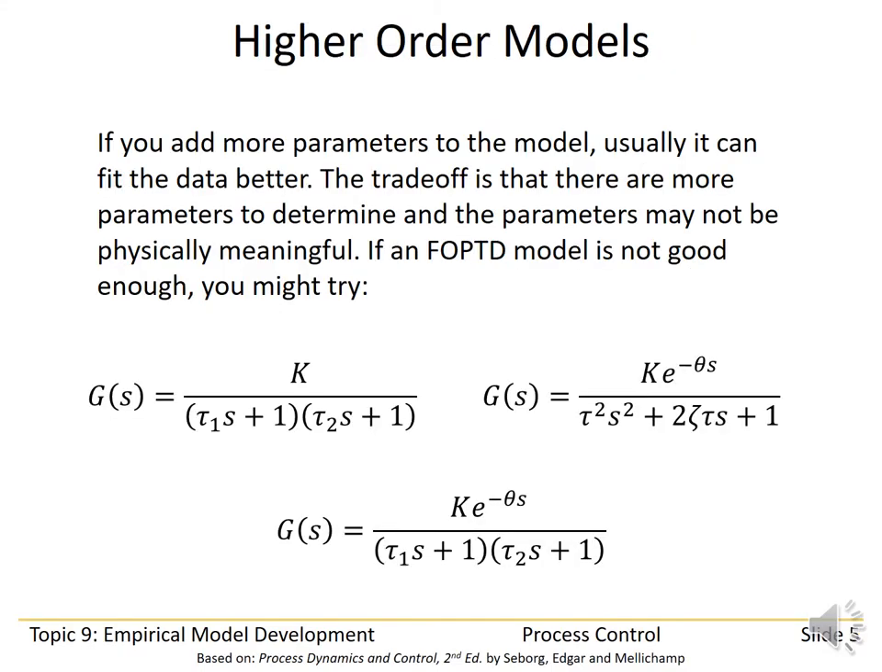Okay, the first order plus time delay model is adequate for many purposes, but sometimes we want a more complicated and therefore more accurate model. The most complicated model that's commonly used is the second order or second order plus time delay model. This is a second order process. Here there are three unknown parameters, k, tau1, and tau2. And the second order plus time delay model here has four unknown parameters: k, theta, tau, and zeta, or k, theta, tau1, and tau2.